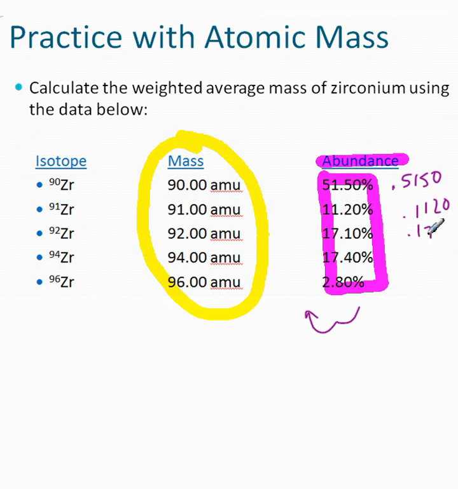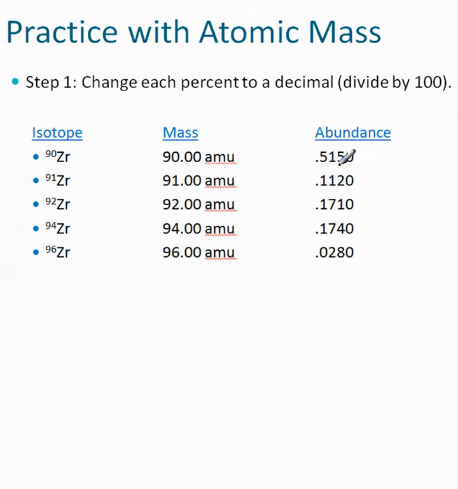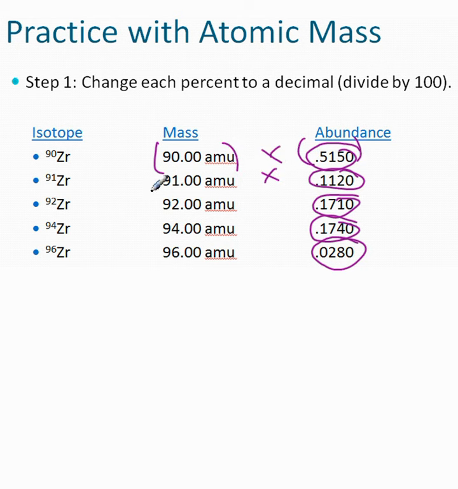0.1710. You get the idea. This is what it looks like when you're all done. You notice all the percents have now changed to decimals. Once you do that, then you just multiply the two numbers. So you're going to multiply these two, you're going to multiply these two, and so on and so forth.